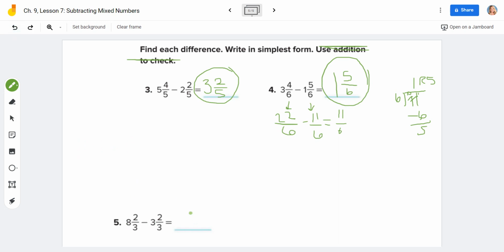8 minus 3 is 5. And 2/3 minus 2/3 is 0/3. So guess what? If I have 0/3, I have none. So that means my answer is just a whole number, which is perfectly fine. My answer is 5. So I hope these examples have helped.